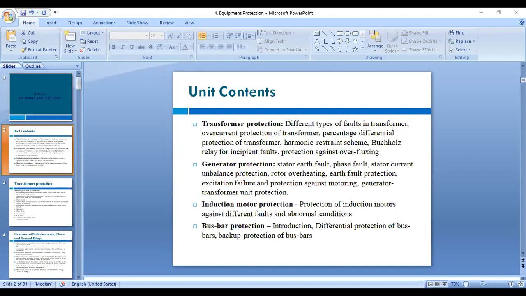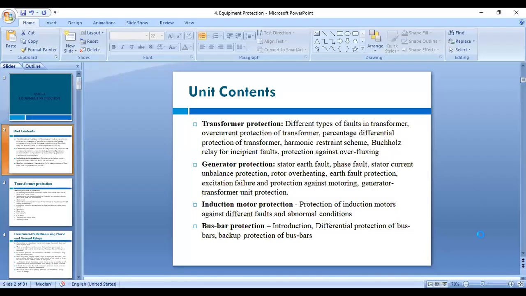So in transformer protection, full screen is not visible, I think. Wait, I'll share that again. Okay, I think there is some problem in sharing full screen. So you can just maximize the screen of your mobile.